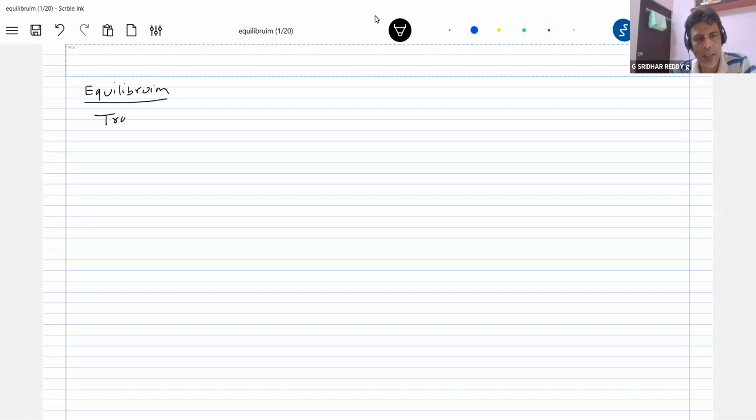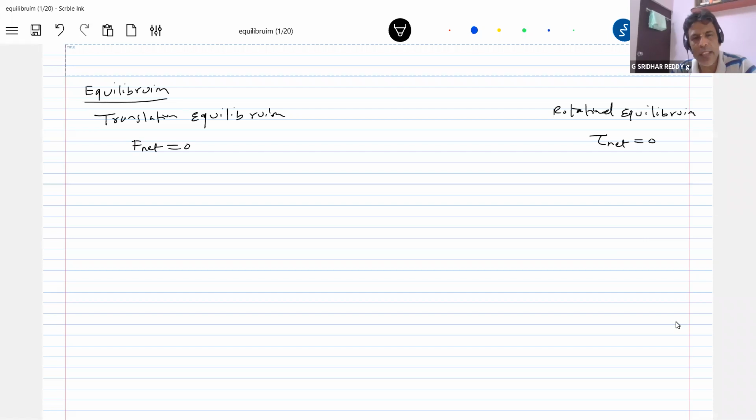So again, we have two types here: translational equilibrium, and then rotational equilibrium. As we enter the rotation mechanics chapter, there we discuss this one. For rotational equilibrium, the net torque must be 0. What about translational equilibrium? The net force must be 0.